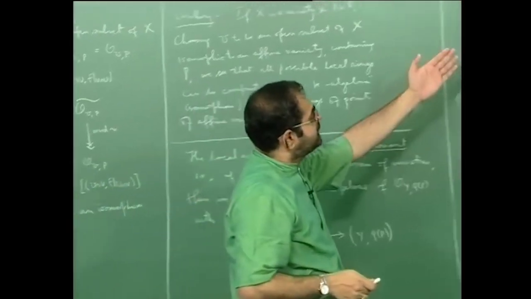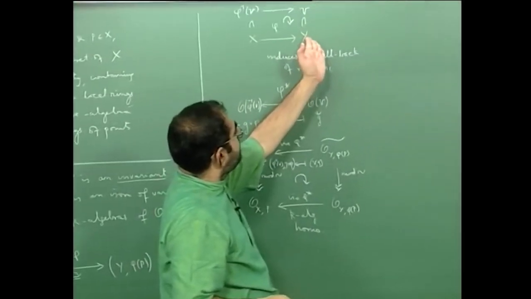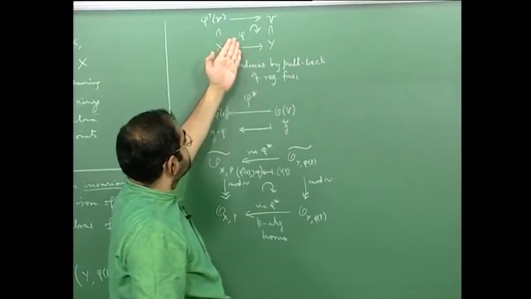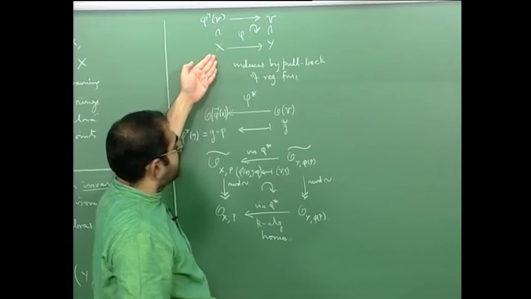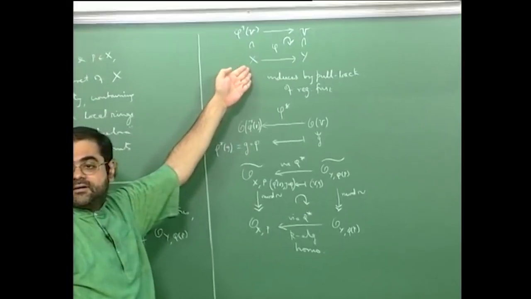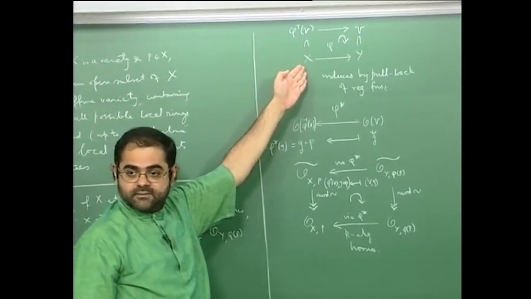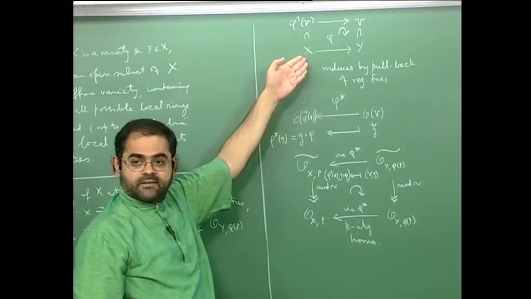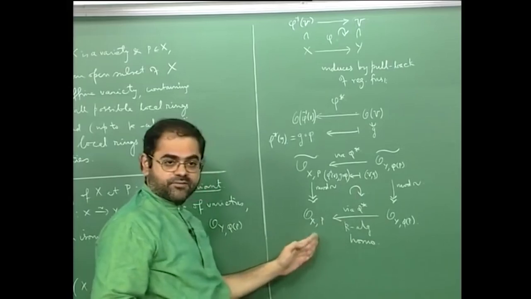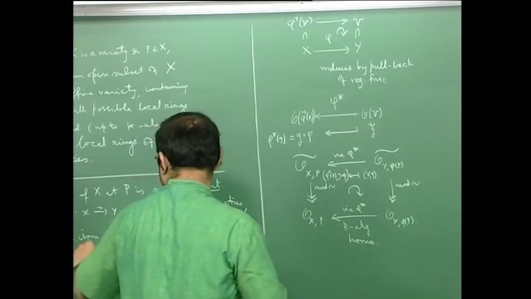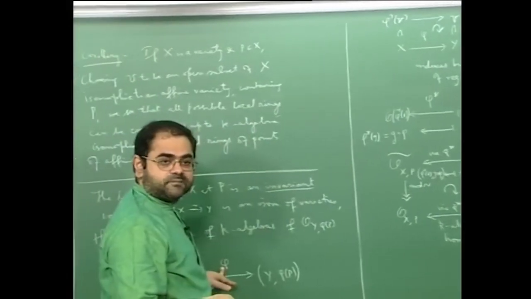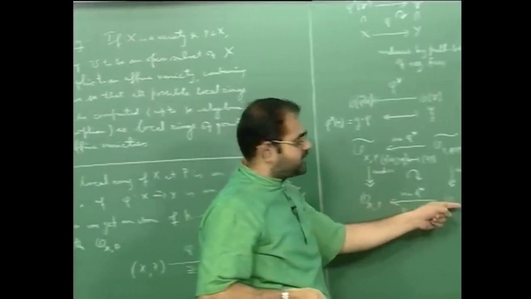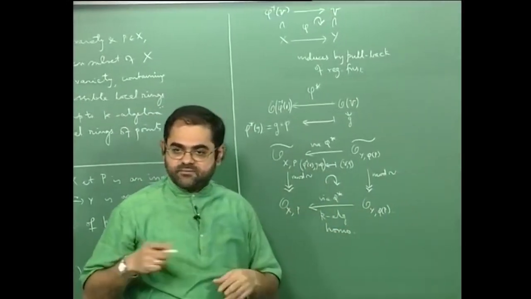So a regular function in a neighborhood of phi p, after composition with phi, is going to give you a regular function in a neighborhood of p, and therefore you are going to get a map on germs. But the point is that if phi is an isomorphism, then you also have a map in the other direction, and you can check that these two maps are inverses of each other.